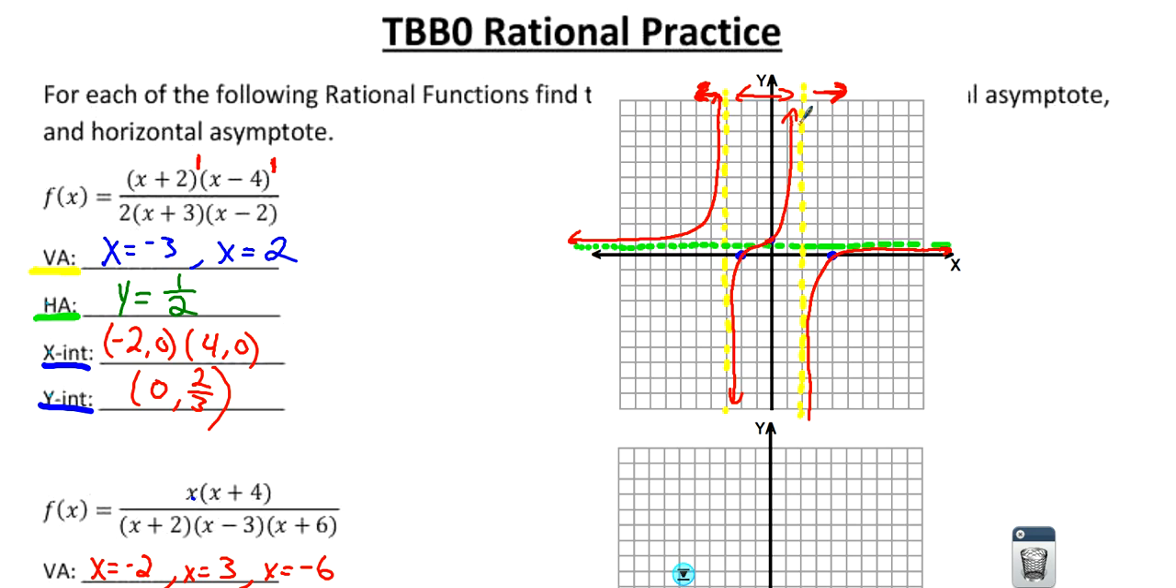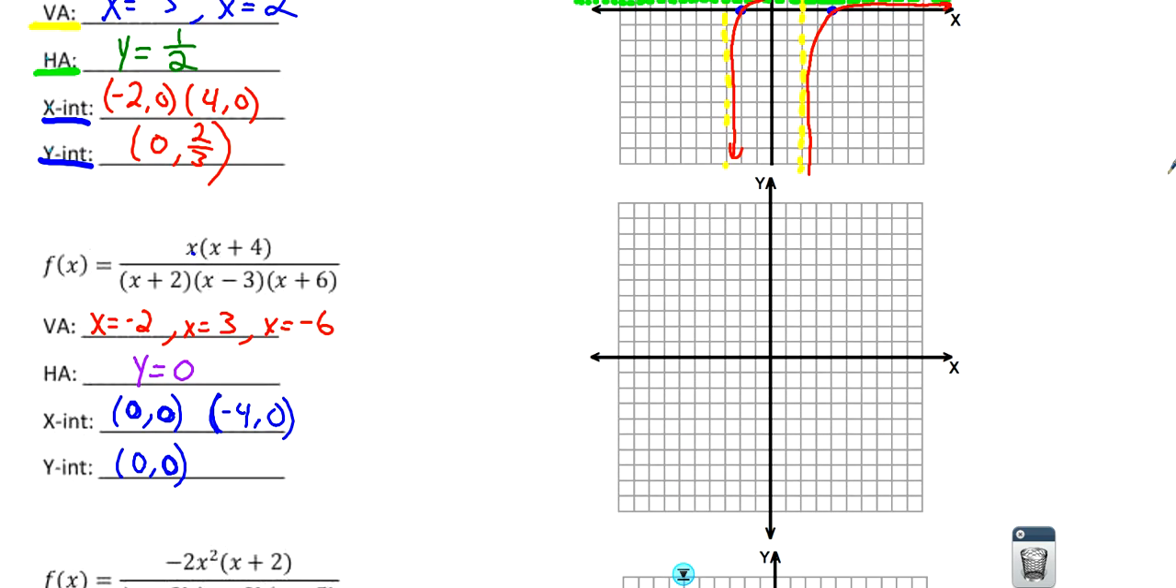And here I can see my finished rational function. Again, make sure that you're only crossing the x-axis at your x-intercepts. Make sure that it passes the vertical line test. And if all those things are true, you've finished your graph. Okay? All right, let's move on to the next one.